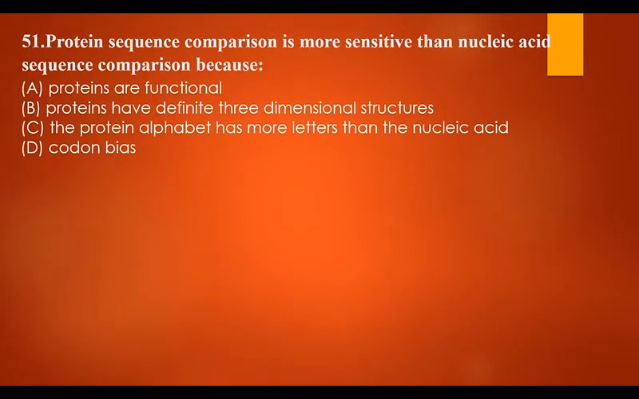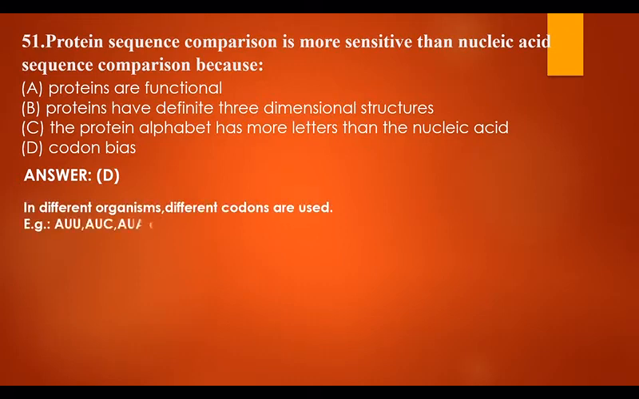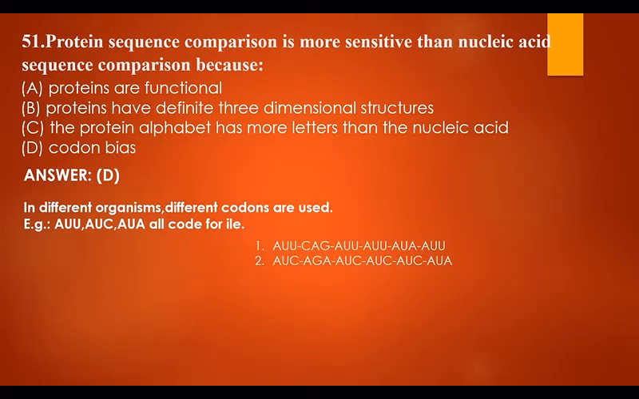The answer is option D, codon bias, because in different organisms, different codons are used. This is known as codon bias. For example, AUU, AUC, AUA all code for a single amino acid, that is isoleucine. Consider two organisms. In organism 1, AUU is predominantly used, and in organism 2, AUC is predominantly used.